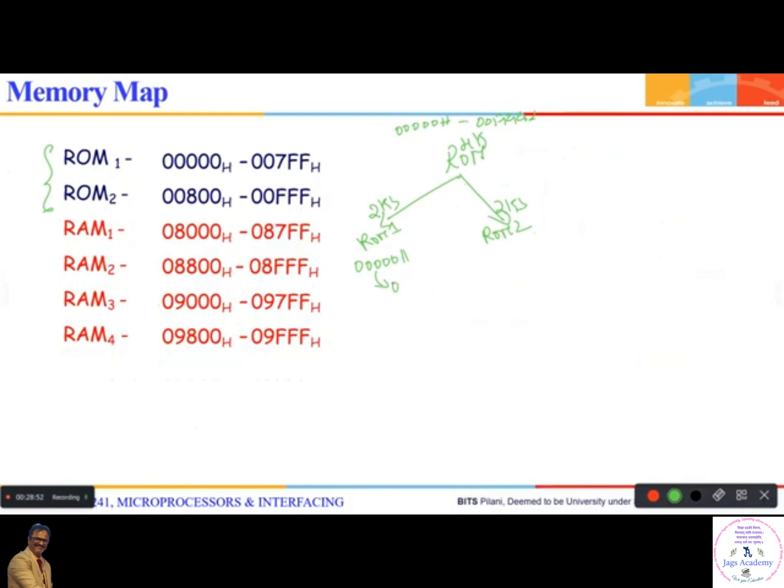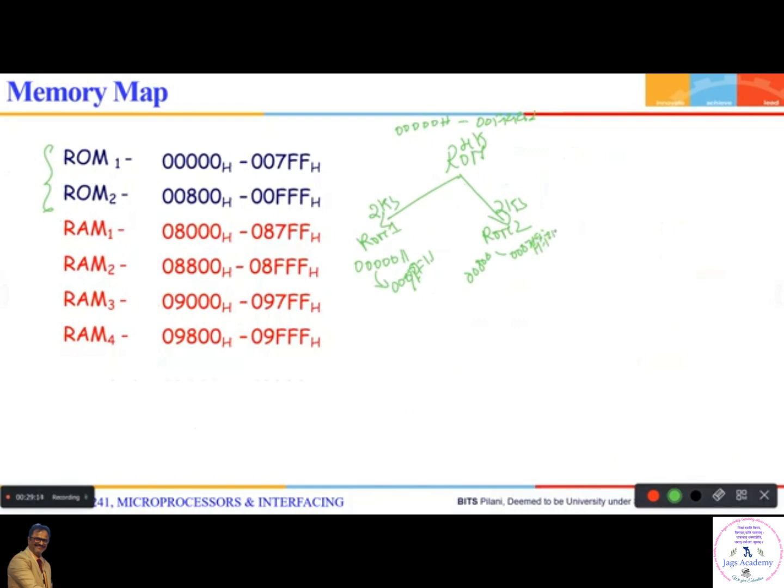2KB, right? 00007FH. Okay, what is the range of this? Plus 1. 008002. 0087FF, like this. Yeah, 008002 00FF.